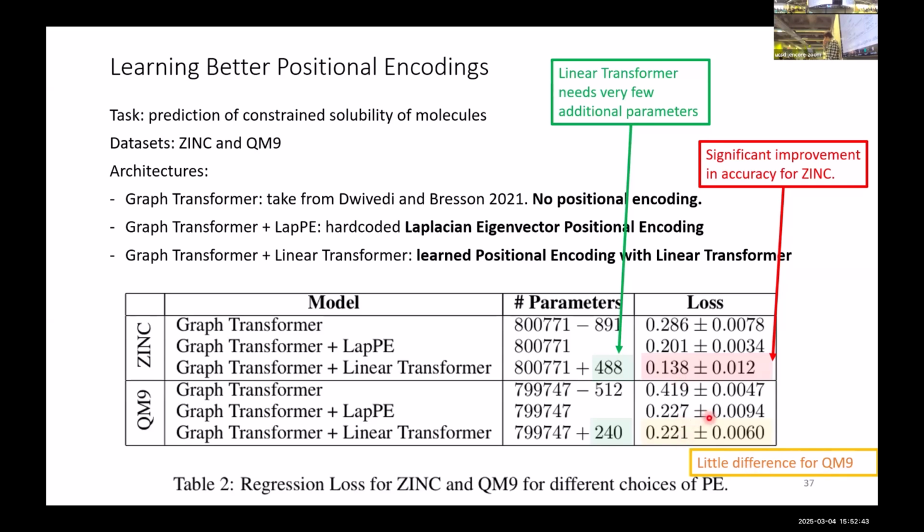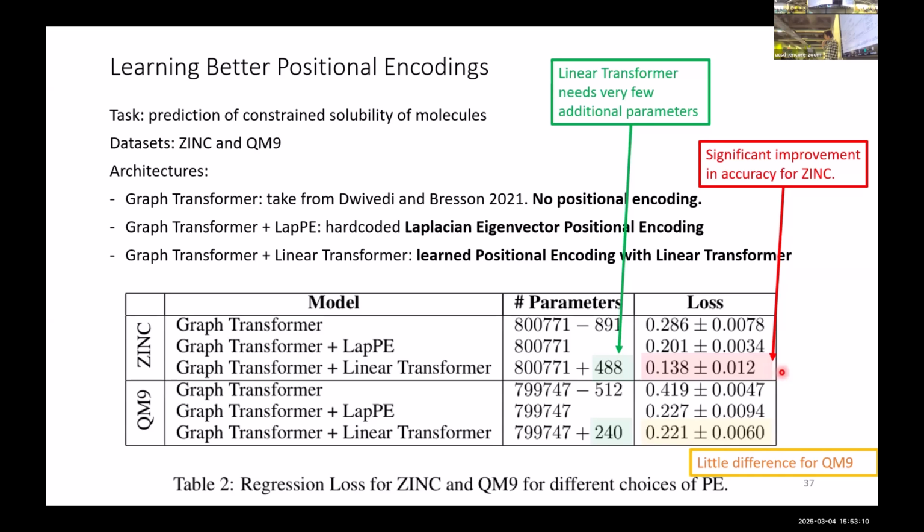So it's basically 0.2. One reason I think this might be the case is that ZINC is relatively complicated with about 20-something atoms in the molecule. QM9 is much smaller with about 9 or 8 atoms per molecule. So maybe there's not much interesting thing to learn there beyond the Laplacian eigenvector.